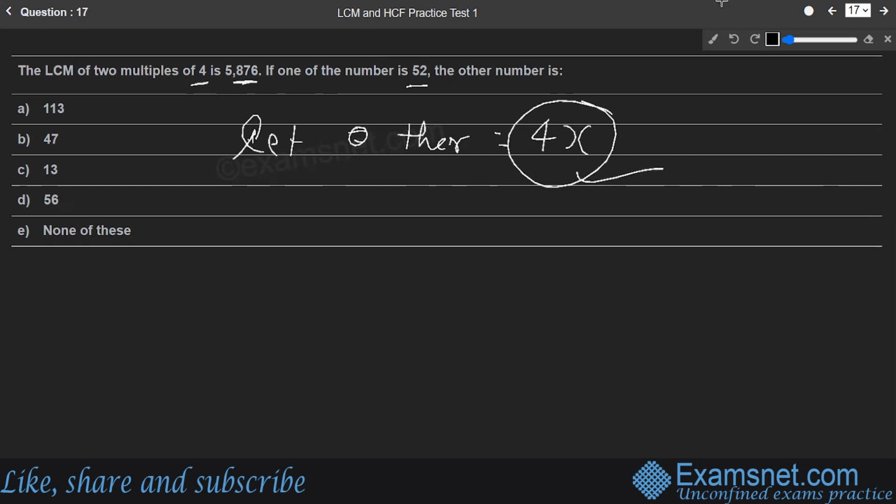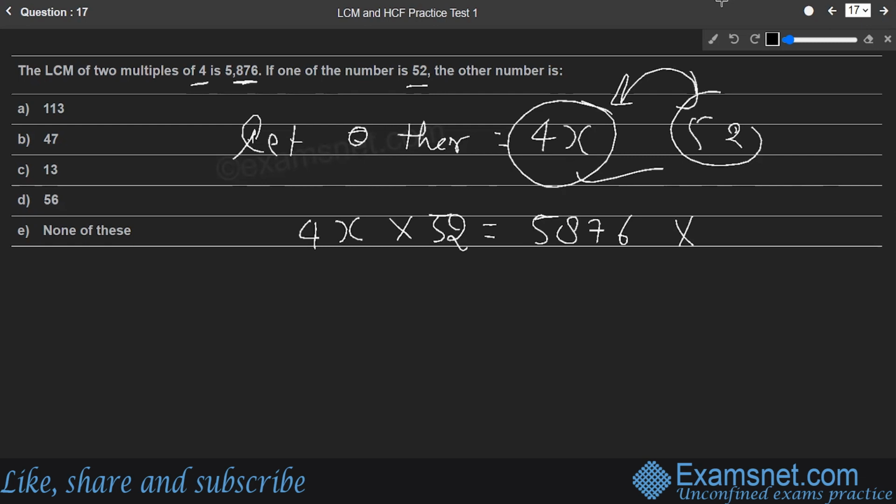Now this 4x is the other number, and they say the LCM of the two multiples of 4 is 5876. One number is 52. So the LCM of 52 and 4x is 5876. And the HCF of 52 and 4x is going to be 4 only, because both the numbers are multiples of 4. So the HCF is 4.